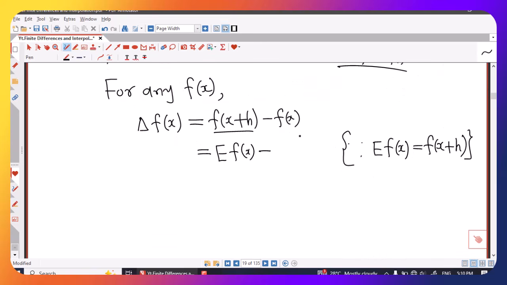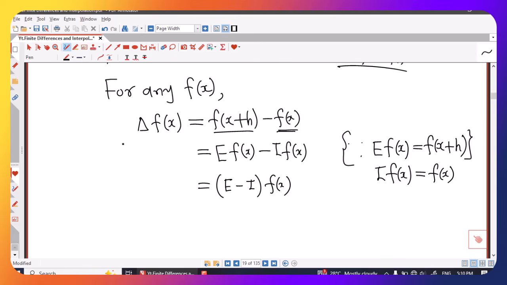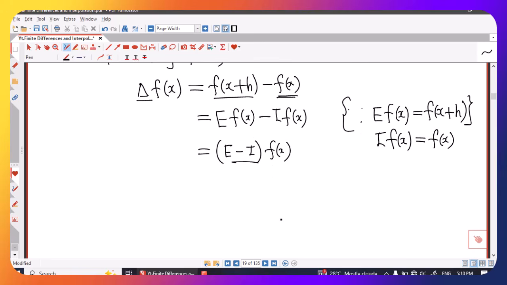And I can use the definition of the identity operator. We know that if we apply the identity operator to f(x), we get f(x). So I can replace this f(x) by I f(x), and this I can rewrite as (E minus I) f(x). So what we have shown is that for any f(x), delta f(x) is equal to (E minus I) f(x), and f(x) is arbitrary. Therefore we are able to prove that delta is equal to the shift operator minus the identity operator.